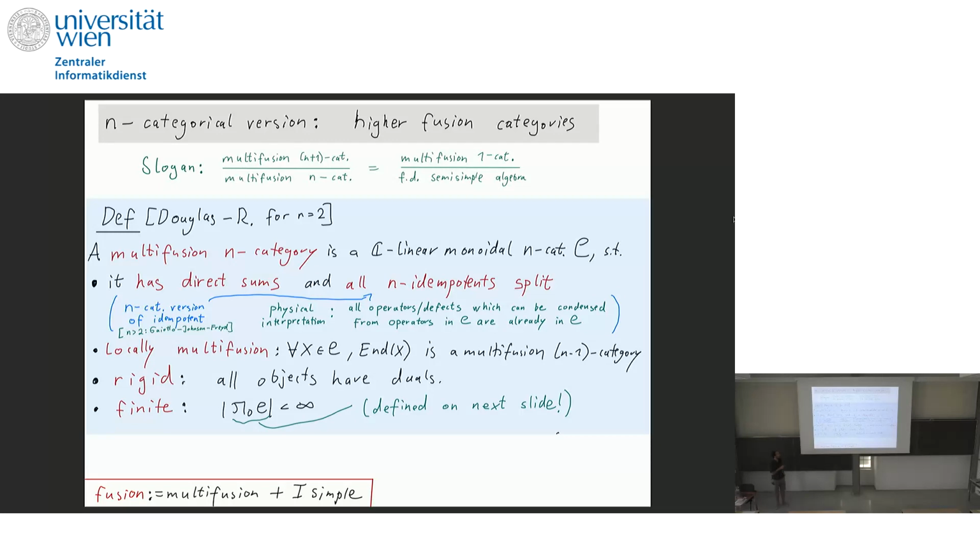So if you unpack this for n=1, you basically get a version of the definition of a fusion one category. This is a way to define a semi-simple category. You have ordinary idempotents, they need to be split. Locally, the endomorphism algebra of every object is a semi-simple algebra. You're rigid and you're finite. Okay.